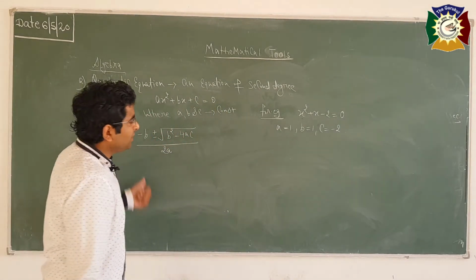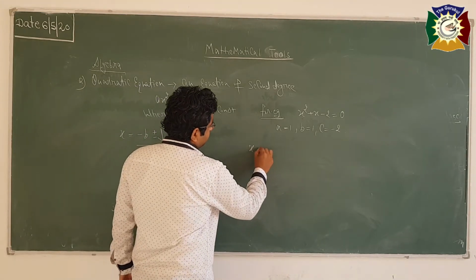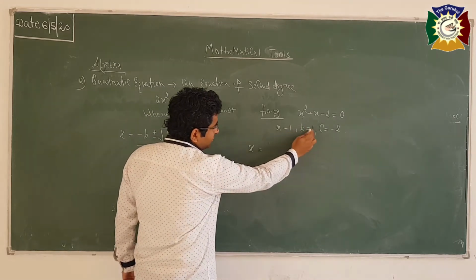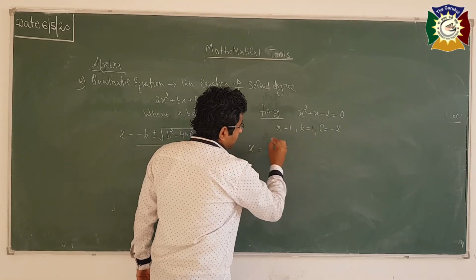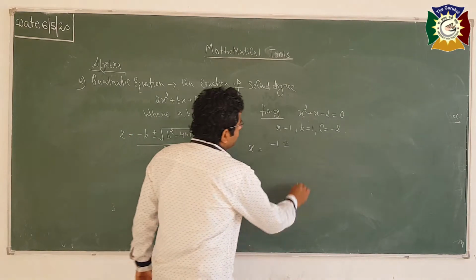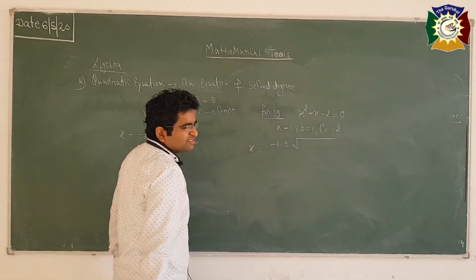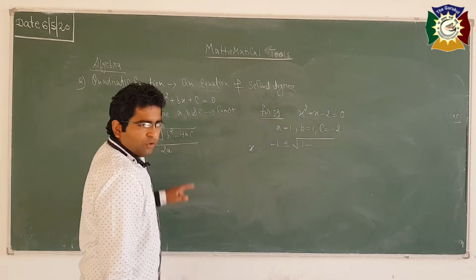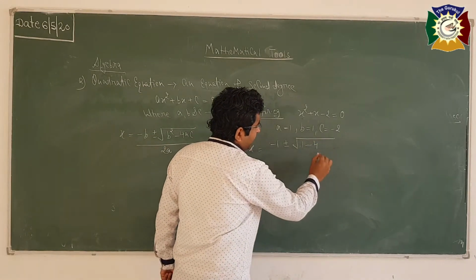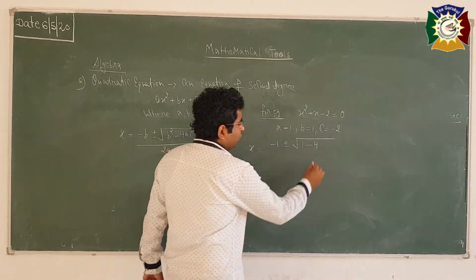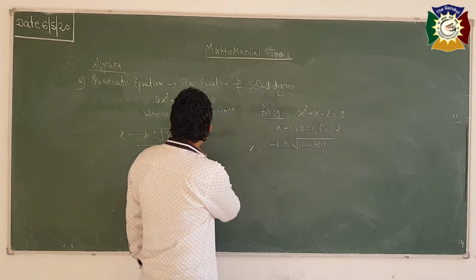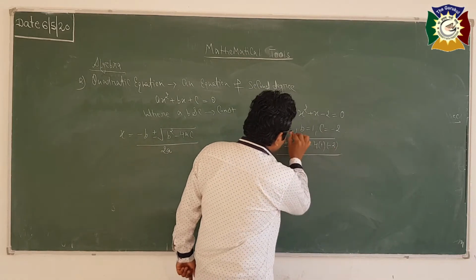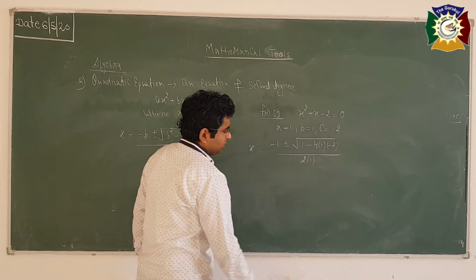So we have this formula: x is equal to minus b, it means minus 1, plus minus under root b square, that is 1 square, 1, minus 4ac, 4 into 1, 4 into c which is minus 2, divided by 2a, 2 into 1.